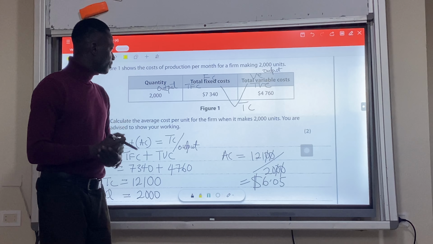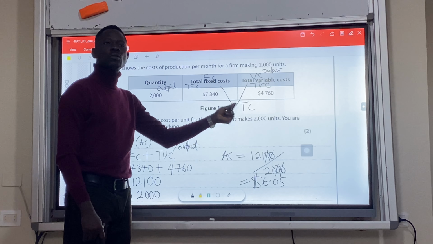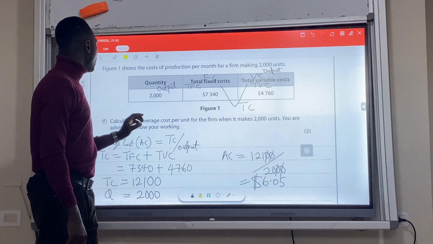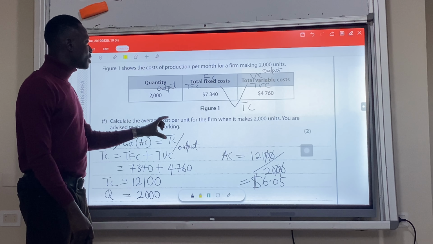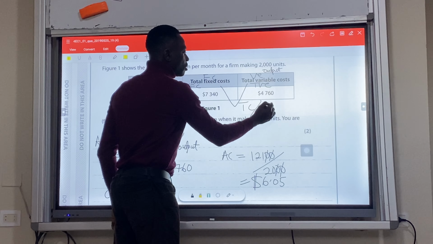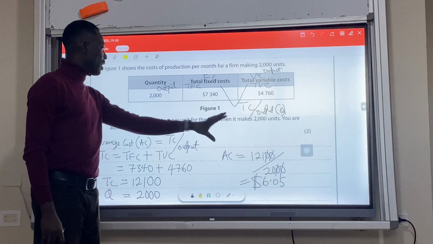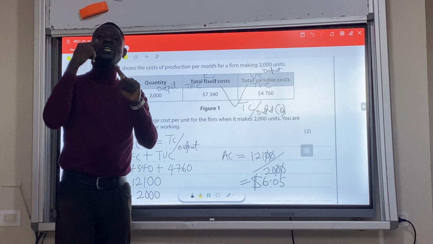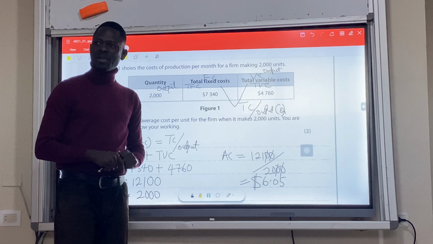Is it clear? So TFC plus TVC gives us TC. TC is the total cost. But the question is talking about, instead, we should calculate the average cost. And for average cost, it is TC divided by output, which is the same as Q. That is what average cost is. Average cost is the cost per unit of the output. Are you guys with me?